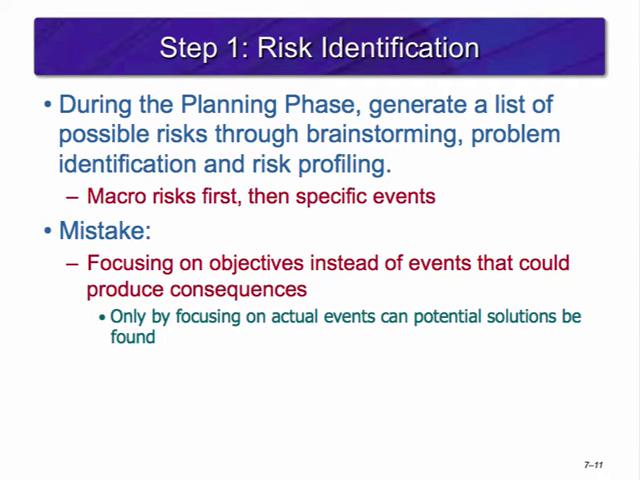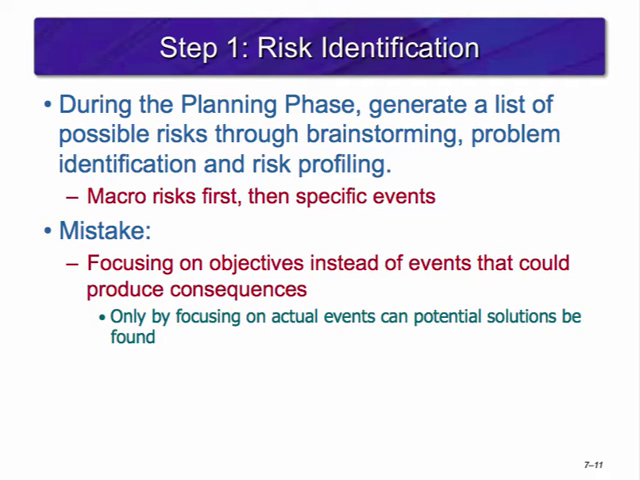Step 1 is risk identification. During the planning phase, the project managers work with the core team members and relevant stakeholders to brainstorm all the potential problems. A list is generated of all possible risks that could affect the project. This list first identifies the macro risks, then narrows down to specific events.